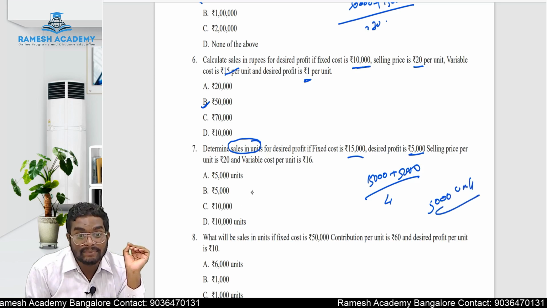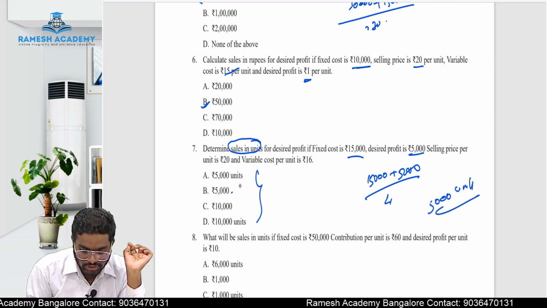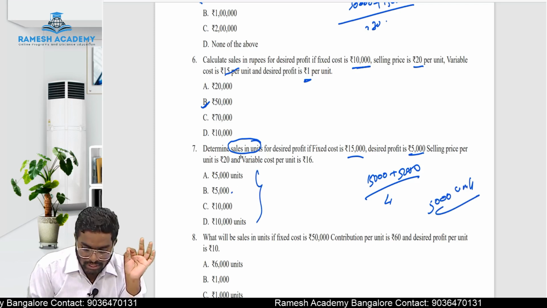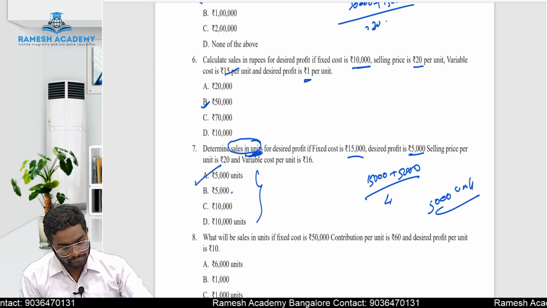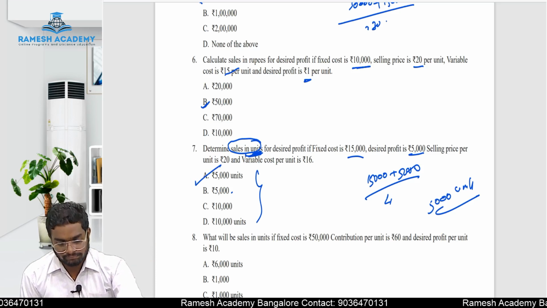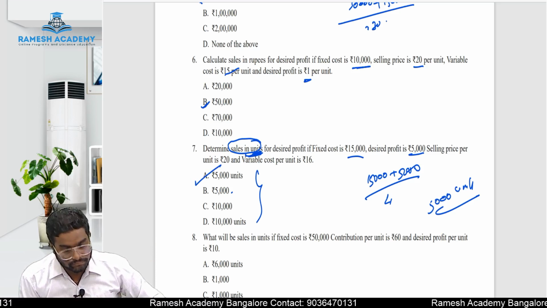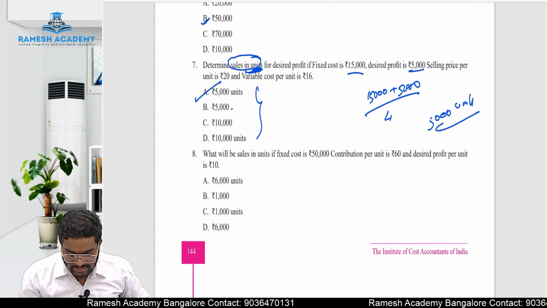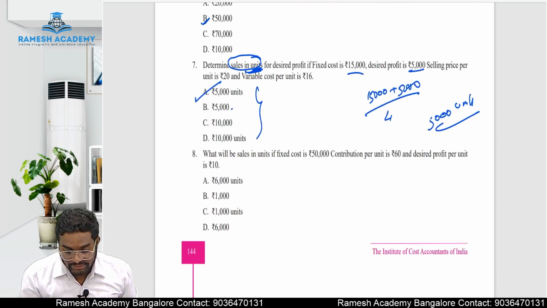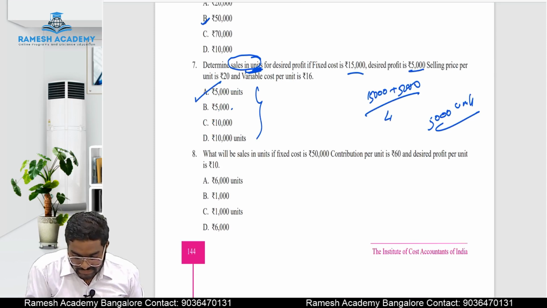Please be careful with the options. They have given 5,000 also, they have given 5,000 units also. In the question they are asking units, so the answer will be A. Next we will see the eighth one. So what is the eighth one? What will be the sales in units? Again they are asking units.